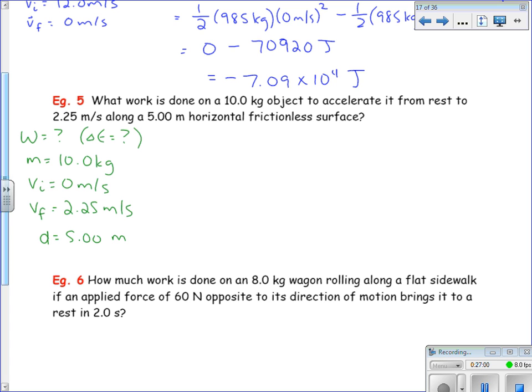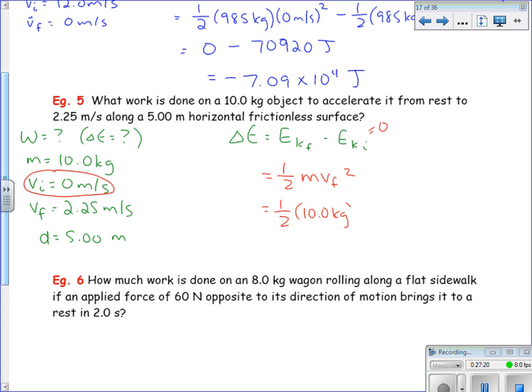So again, what we want is a change in energy, which is EK final minus EK initial. That EK initial is just going to be equal to 0 because our initial velocity is equal to 0, so we can just leave that out, and we just want 1/2 mvf squared, which is 1/2 times 10.0 kilograms times 2.25 meters per second squared. Okay, and that gives us 25.3 joules, right? So it's minus 0 joules.